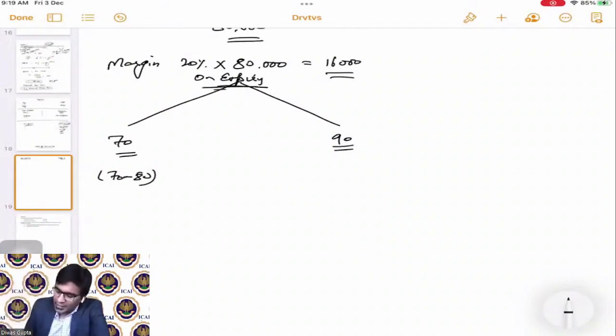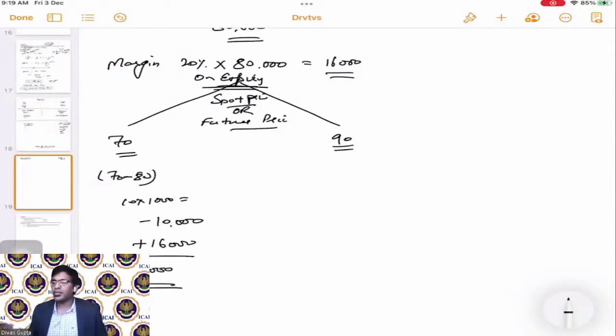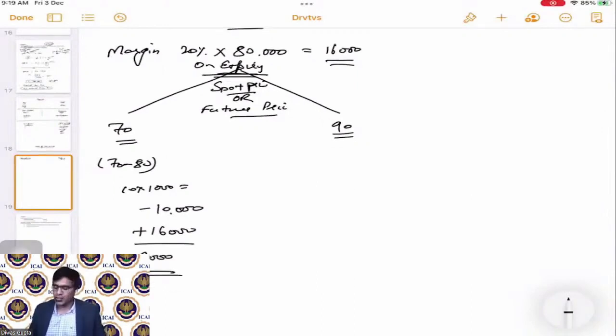So on expiry, this is the spot price. Or you can say this is the future price also, correct? Because both of them will be same. So on expiry, if the spot price comes as 70 rupees, he will lose 10 rupees on 1000 futures. So totally he will lose minus 10,000, correct? And he has already given 16,000 to the stock exchange as the margin. So he will get back 6,000 only. That's all. 10,000 is a loss to him. Cash flow will be 6,000 on the expiry. That will come to him.